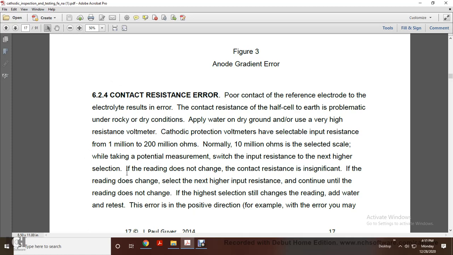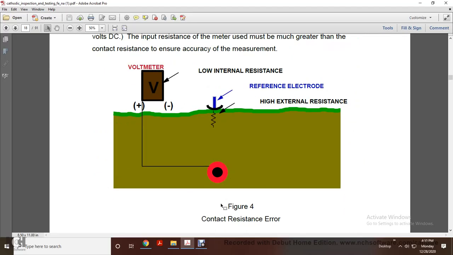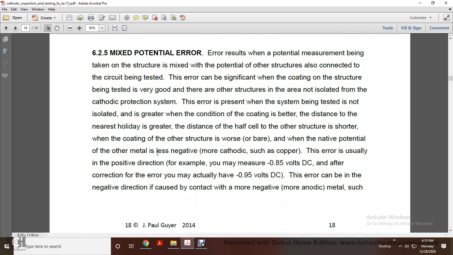contact resistance is not significant. If the reading changes, select the next higher input resistance. Continue until the reading does not change with the higher selection. If the reading still changes, add water and retest. The error is in the positive direction. For example, the error you may measure is negative 0.85 volt DC; after correction, you may actually have negative 0.95 volt DC. The input resistance used must be greater than the contact resistance for an accurate measurement. Figure 4 shows contact resistance error: the voltmeter, the low internal resistance, the reference electrode, and the high external resistance in the pipe.